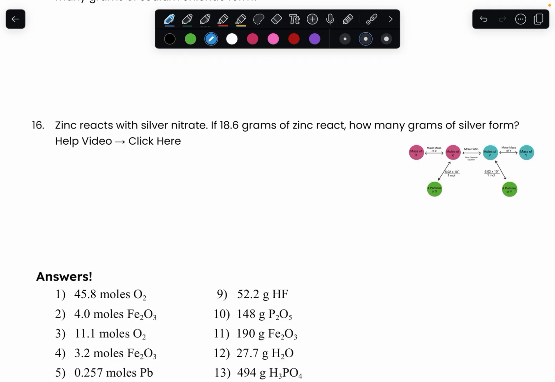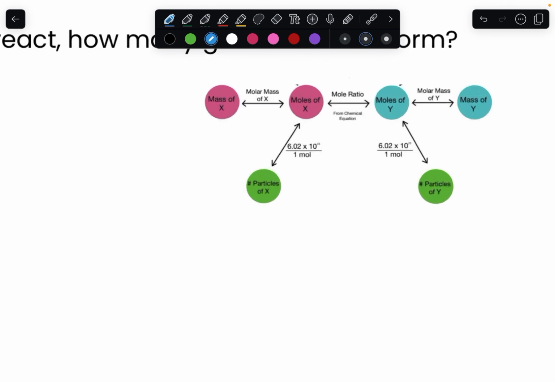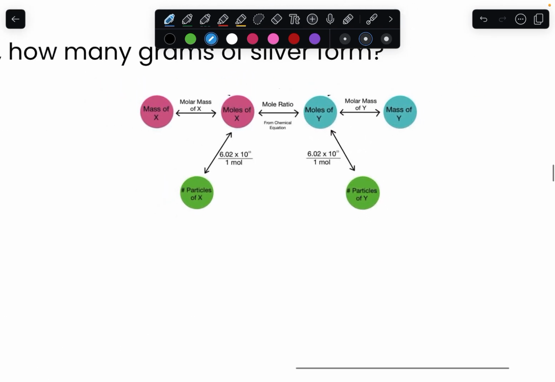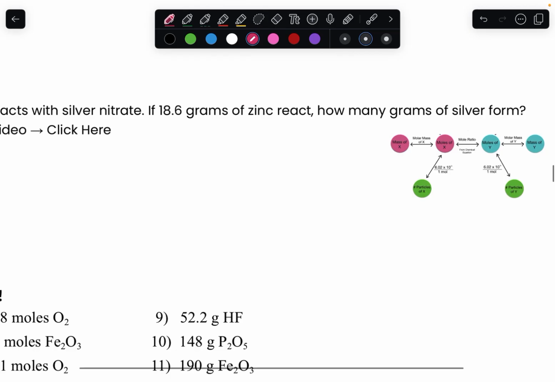Zinc reacts with silver nitrate. If 18.6 grams of zinc react, how many grams of silver form? So we're going to be going from, as I said, grams of silver into grams of another element, zinc. That is going to be acting as our mass of X and then our mass of Y. So if you really think about what the problem's starting with, our given is the fact that we have 18.6 grams of zinc.